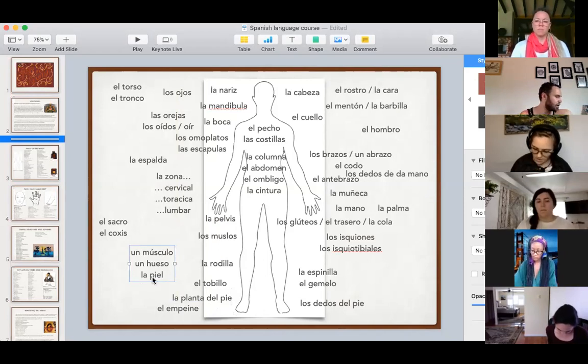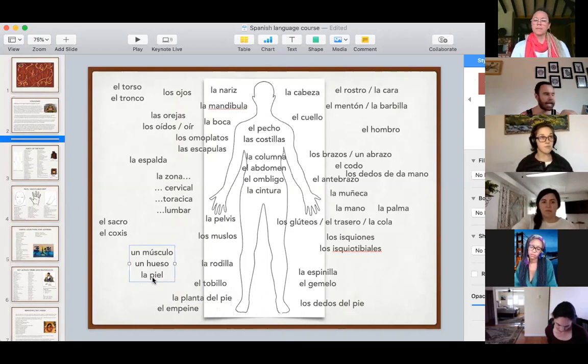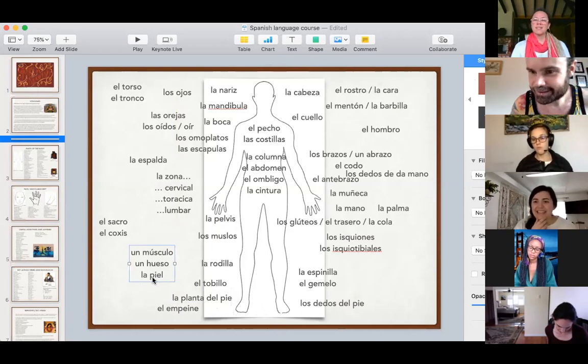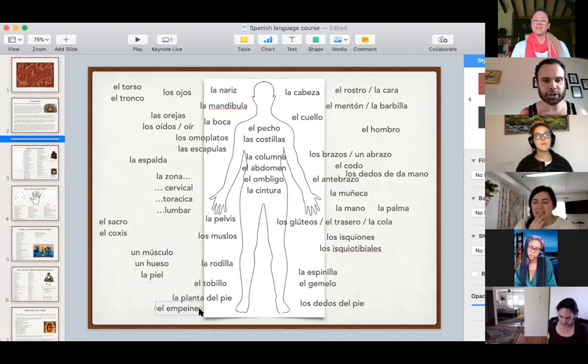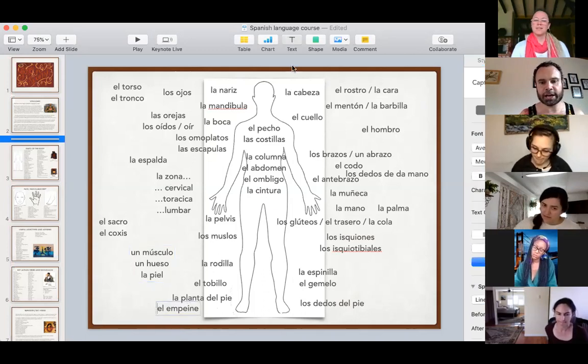Okay, so I reckon that's probably enough vocabulary for today. Does anybody have any other things that they think might be super, super important for now to add? I got the heel. What about your instep? I mean, your arch of your foot. Good. Okay. So yeah, let's put the arch down.